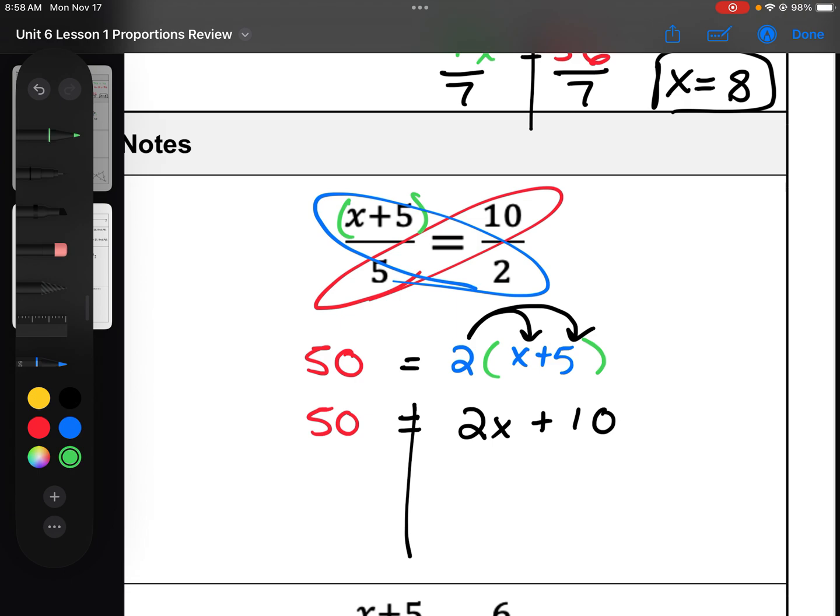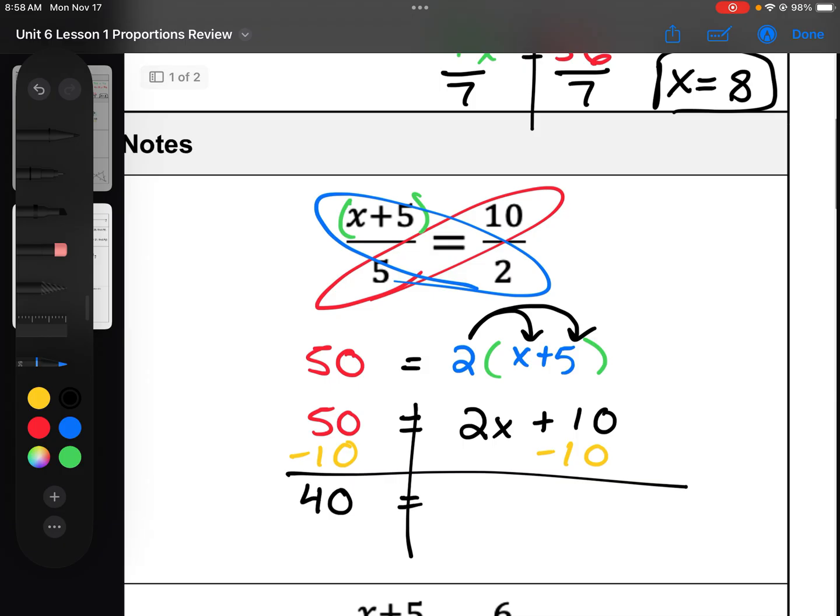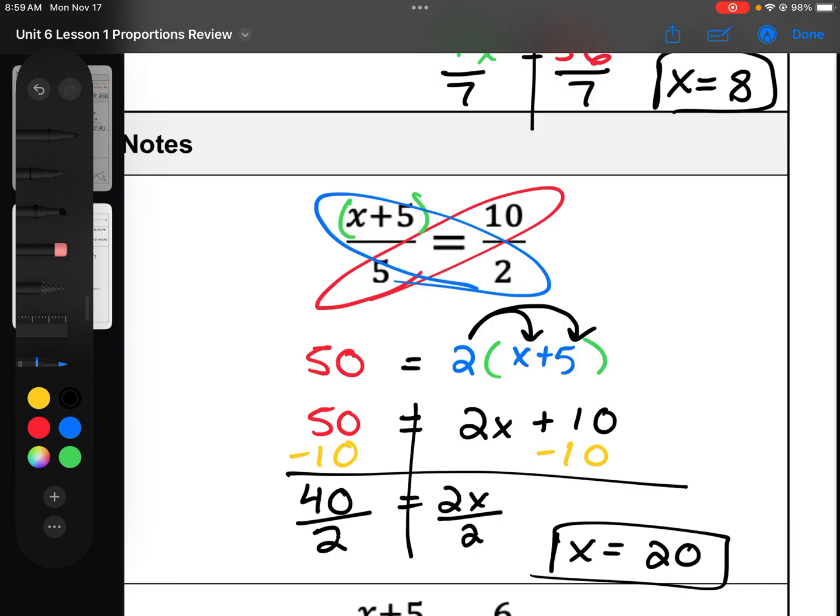We're going to continue working through this problem to solve it. We're going to subtract 10 from both sides. We're going to get 50 is equal to 2x. And then to continue solving, we're going to divide both sides by 2. 40 divided by 2 is 20. So our final answer is x is equal to 20.